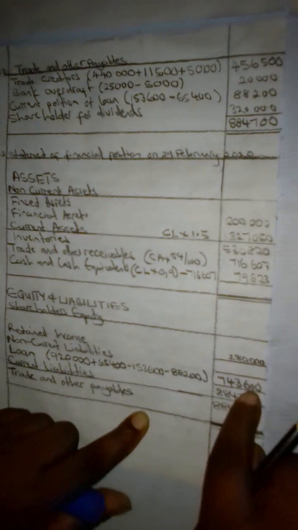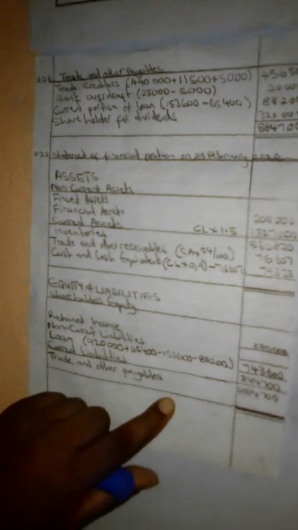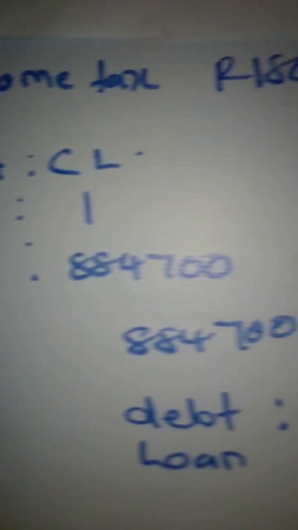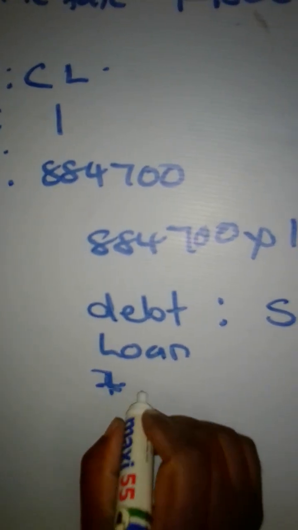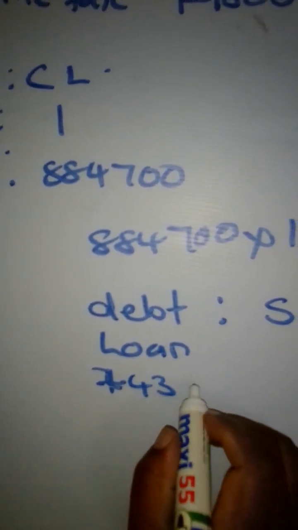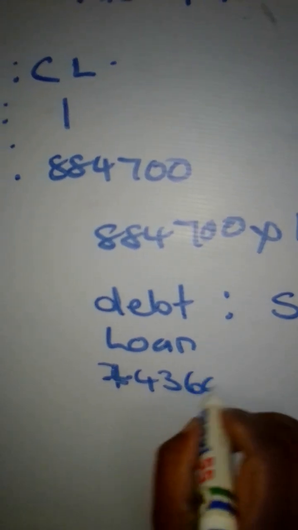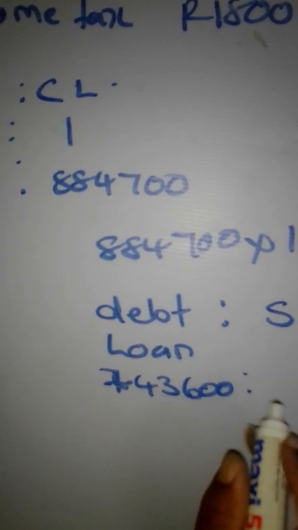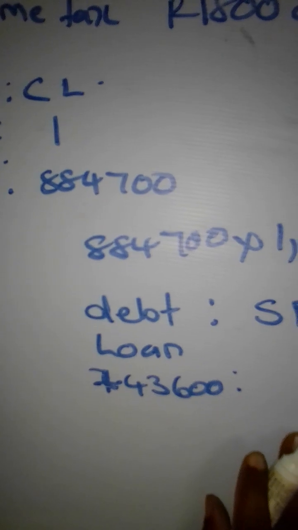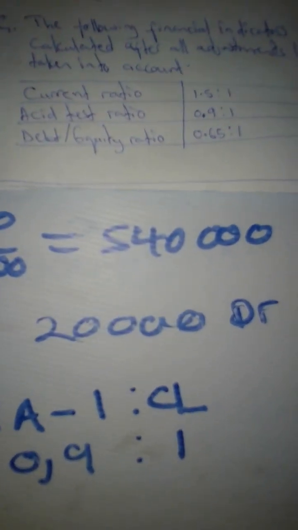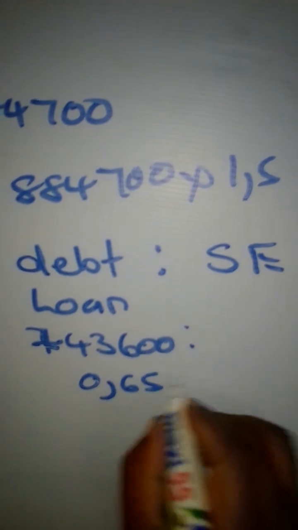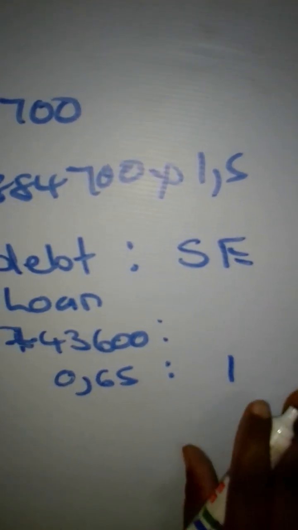743,600. That is now the loan that we are having. So when we are looking at our debt equity ratio, we are saying that our loan, our debt, is 743,600, as to the shareholders equity. And if we look at the debt equity ratio that they have given us, they are saying that 743,600 is actually equivalent to 0.65, and the shareholders equity is 1.